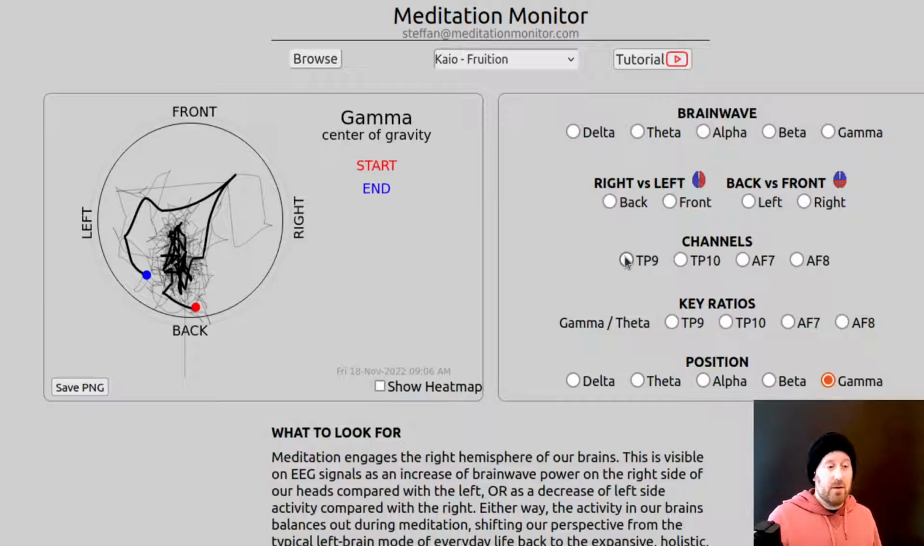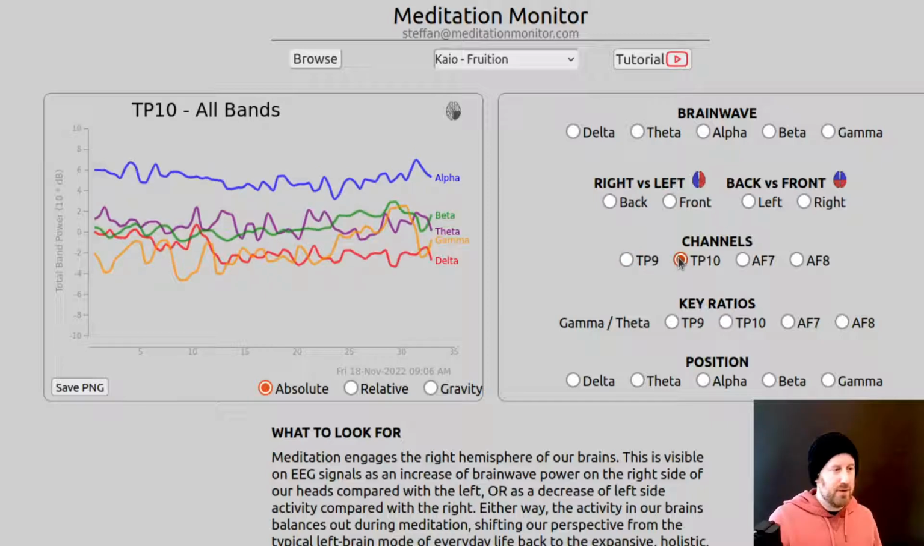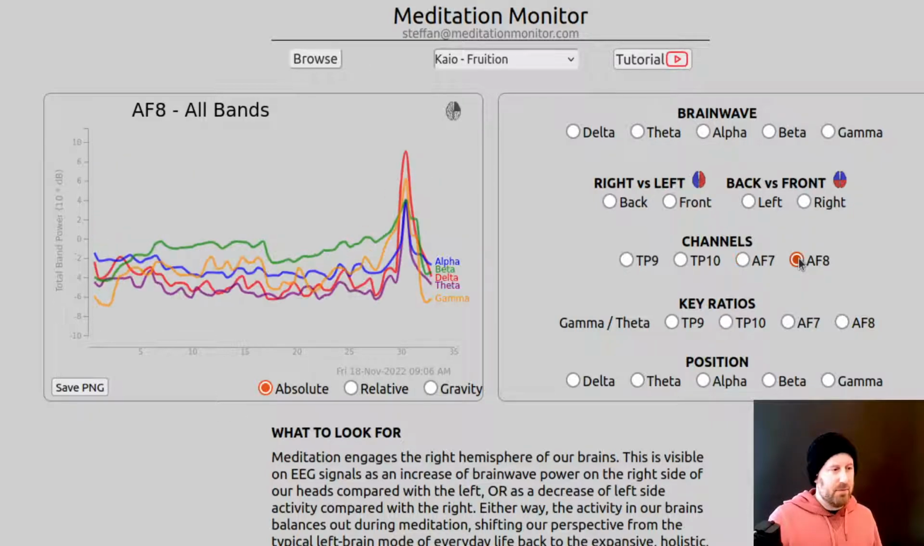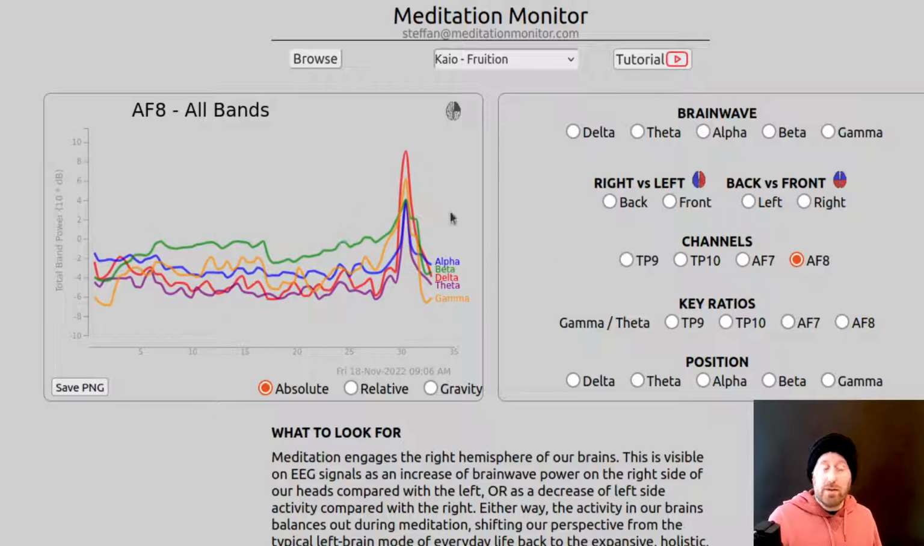So let's start with absolute power for channels. Okay, let's just scan through this. TP10 and TP9. Now AF7 and AF8, a lot more interesting. There's a lot going on here. There are some big spikes, and if you'll notice, which will be my immediate point soon, is that all bands are moving together here. Same with this. It's not just one that's going up. All bands are involved in this particular moment, which is what he identifies as the fruition moment.